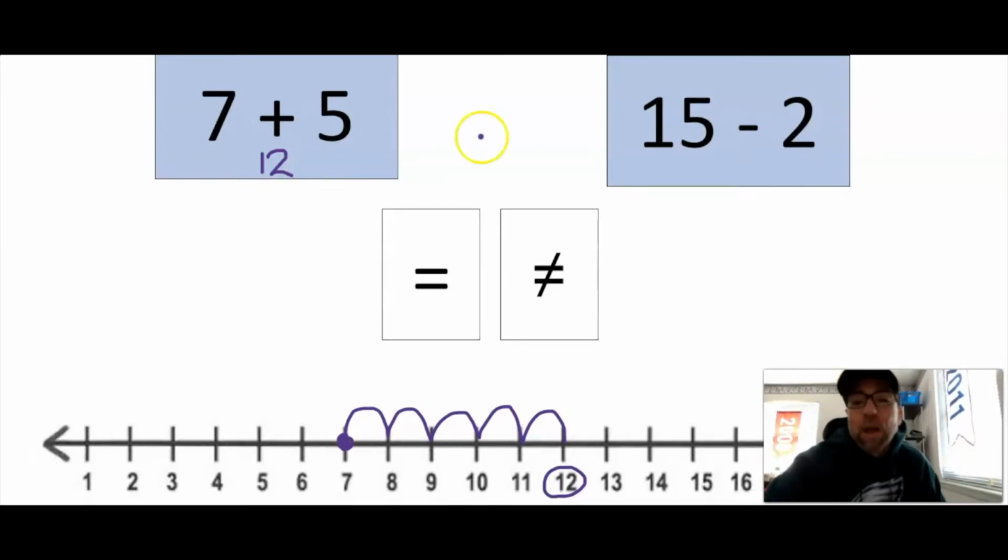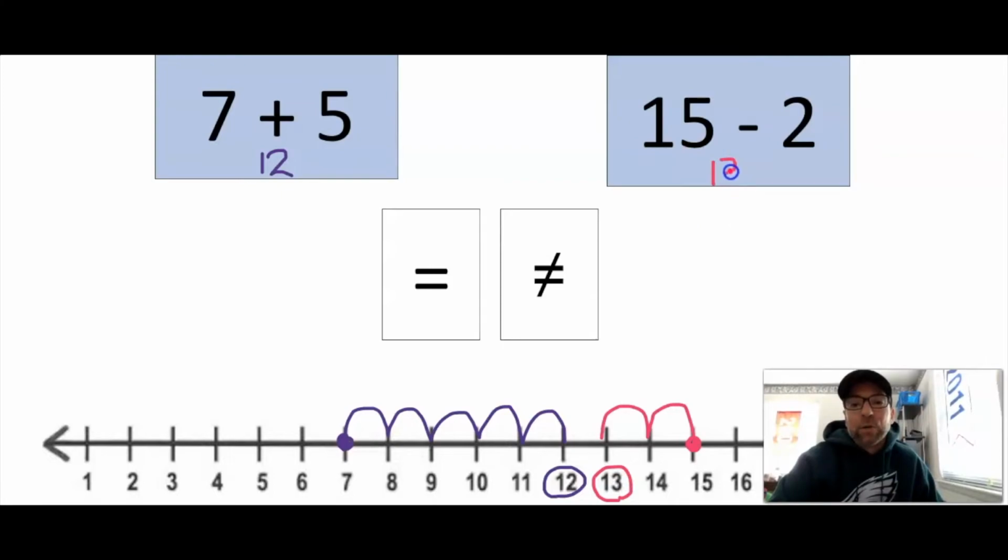Now I have another card, another number model. 15 minus 2. Now this means start at 15, count back 2. So let's go ahead and start at 15. We can put a dot at 15. But this time we're going to count back. So we're going to be heading towards 0. Count back 2. 1, 2. Where did you land? I landed on 13.